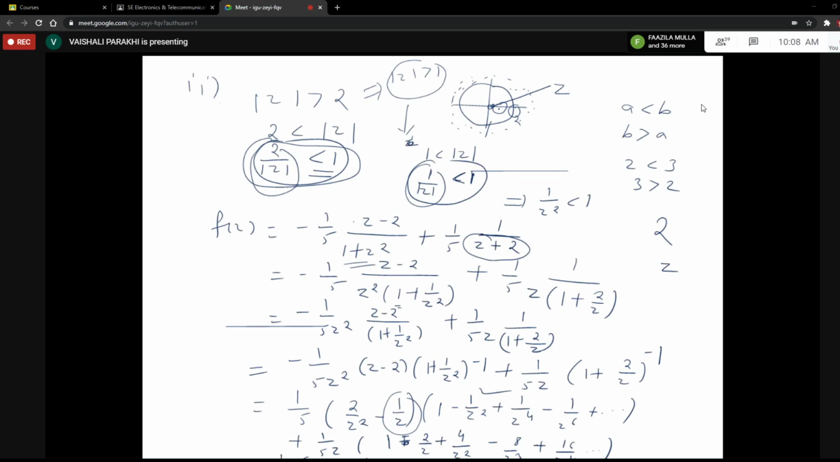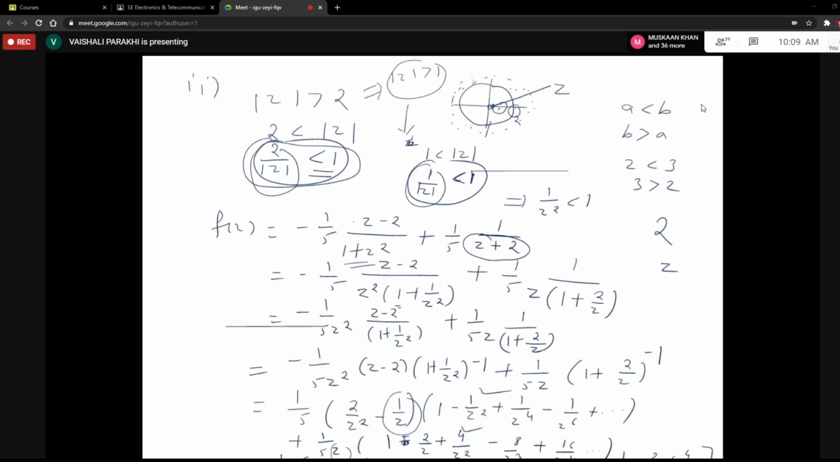And what are the terms? 2 by z square minus 2 by z cube, right? And so on. And the last term, multiply this whole bracket by 1 by z. So what are the terms you are getting here? 1 by z, then minus 2 by z square, then plus 4 by z cube, and so on. So nothing much is there, complete the bracket. And this is the required Laurent series.